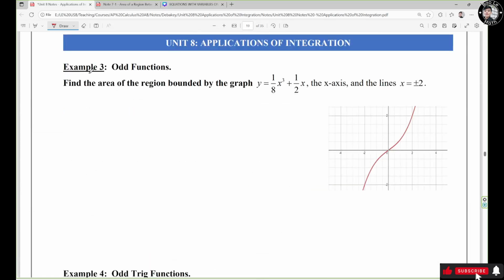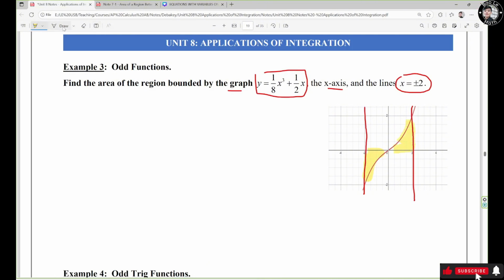Now let's move on to example number 3, odd functions. Find the area of the region bounded by the graph y equals 1/8 s cubed plus 1/2 s, the x-axis, and the lines s equals plus and minus 2. So minus 2 is going to be right here. Plus 2 is going to be right here. Does that mean the region should be this part right here and this part right here?